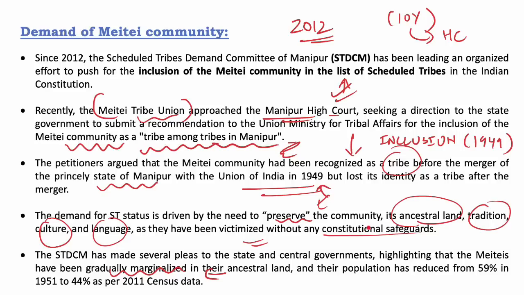But at the same time, other tribal groups are also opposing the demand, and this is the reason for the violent clashes that have emerged. The tribal groups are concerned that granting ST status to the Meiteis, who have a dominant population as well as political representation, could result in the loss of job opportunities and affirmative action for the existing communities.